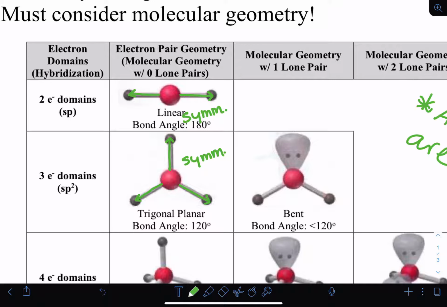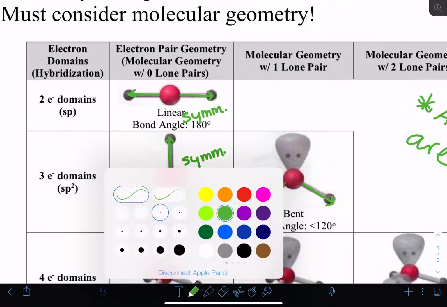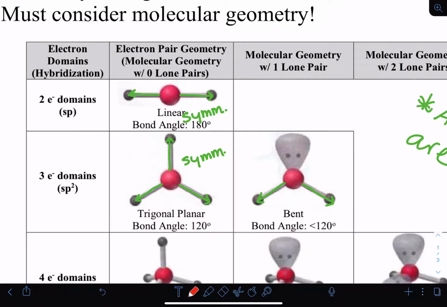Don't worry about it. Looking at our bent geometry, we see we have these two bonds and a lone pair. So we're not really considering our lone pair. It's just the arrangement of polar bonds that needs to be asymmetric. And we can see that we have down and left, we have down and right, but we have nothing that points up. So overall, we have a net dipole that points in this direction.